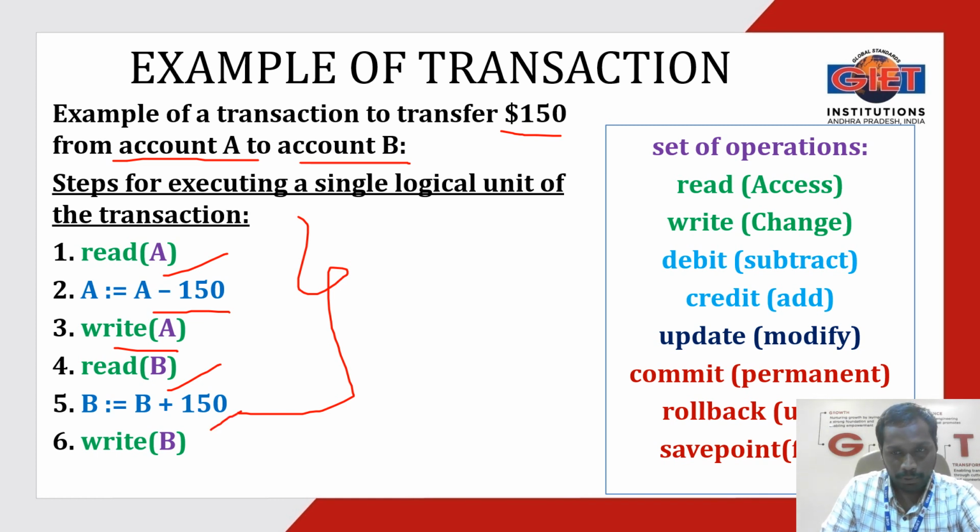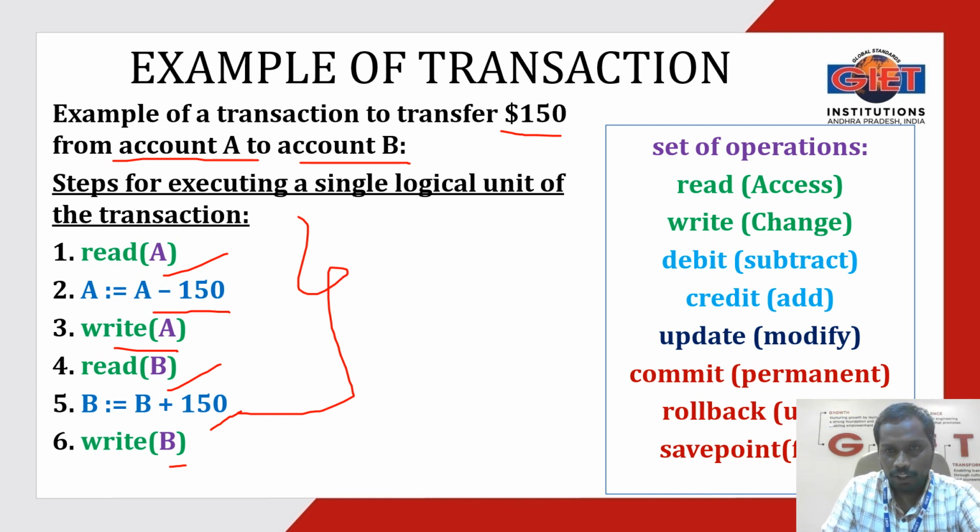So here you can see this operation that the $150 are credited to account B, and finally you're trying to write B, which is updation. So these are the set of operations, and this total bulk of operations together we call a single logical unit. It has some logic in it, that is transferring 150 amount from account A to account B.